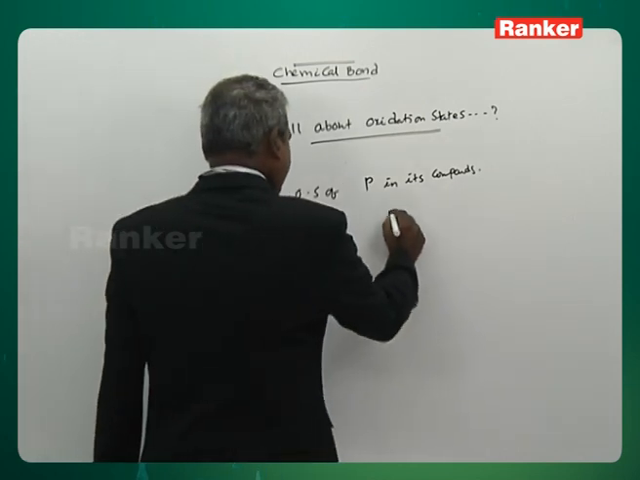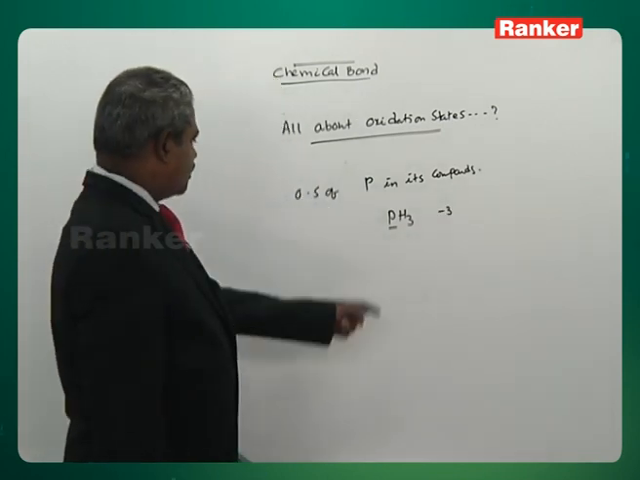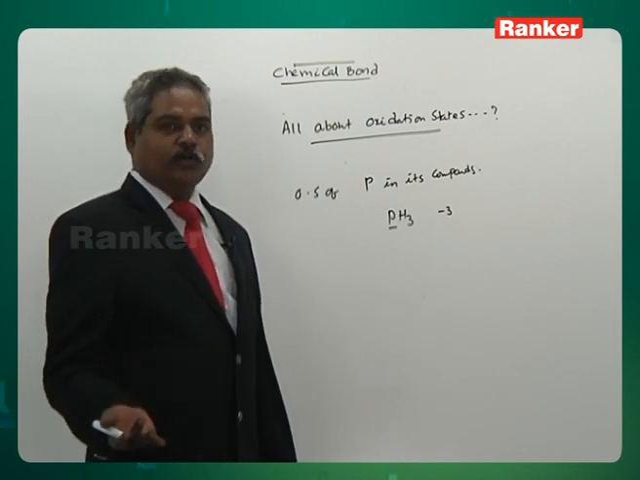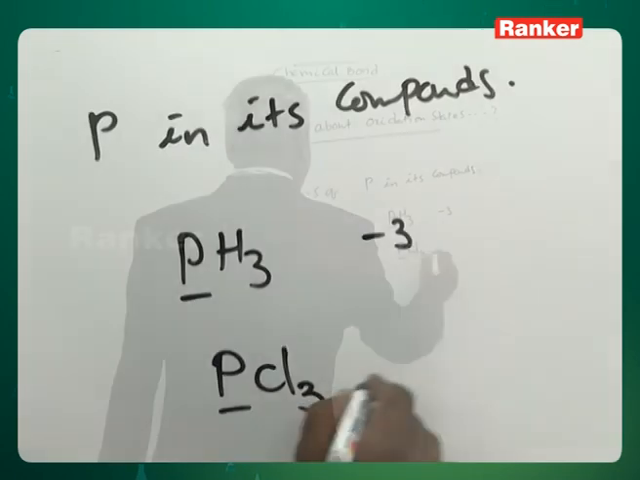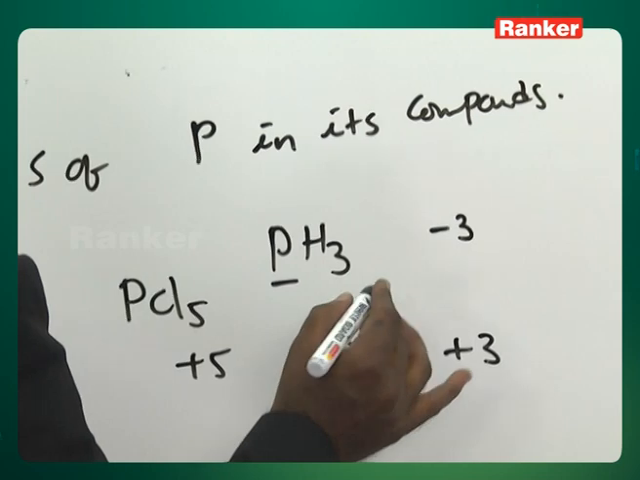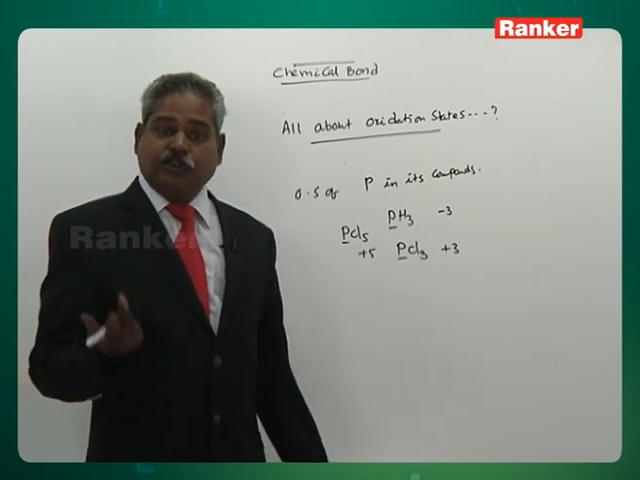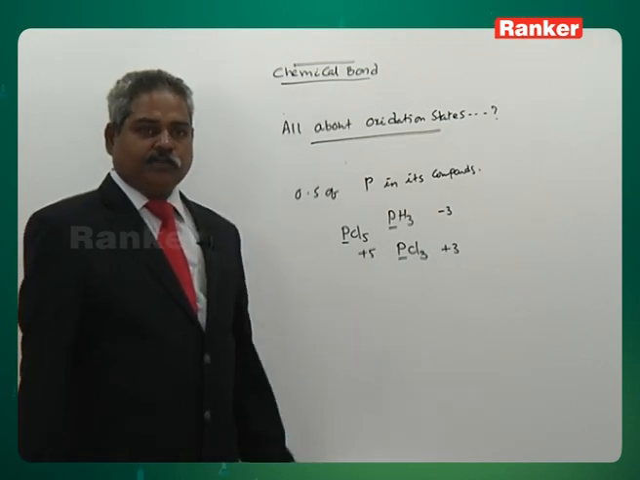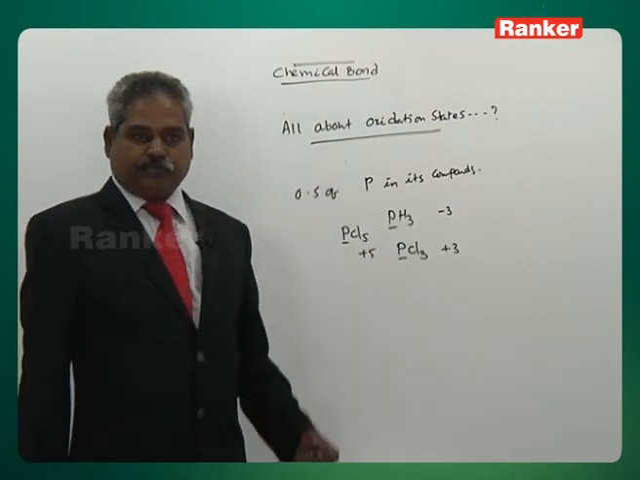In PH3, it is minus 3. The oxidation state of phosphorus is minus 3, because phosphorus is forming 3 bonds with 3 hydrogens, which are less electronegative than phosphorus. In PCl3, chlorine being more electronegative, the oxidation state is plus 3. In PCl5, it is plus 5. So sometimes minus 3, sometimes plus 3, sometimes plus 5, sometimes it may be plus 1 also, sometimes 0 also. When it is forming bonds with equal opponents, P-P bond, it is 0. Therefore, you just can't say; if I ask you what is the oxidation state of phosphorus, it varies.